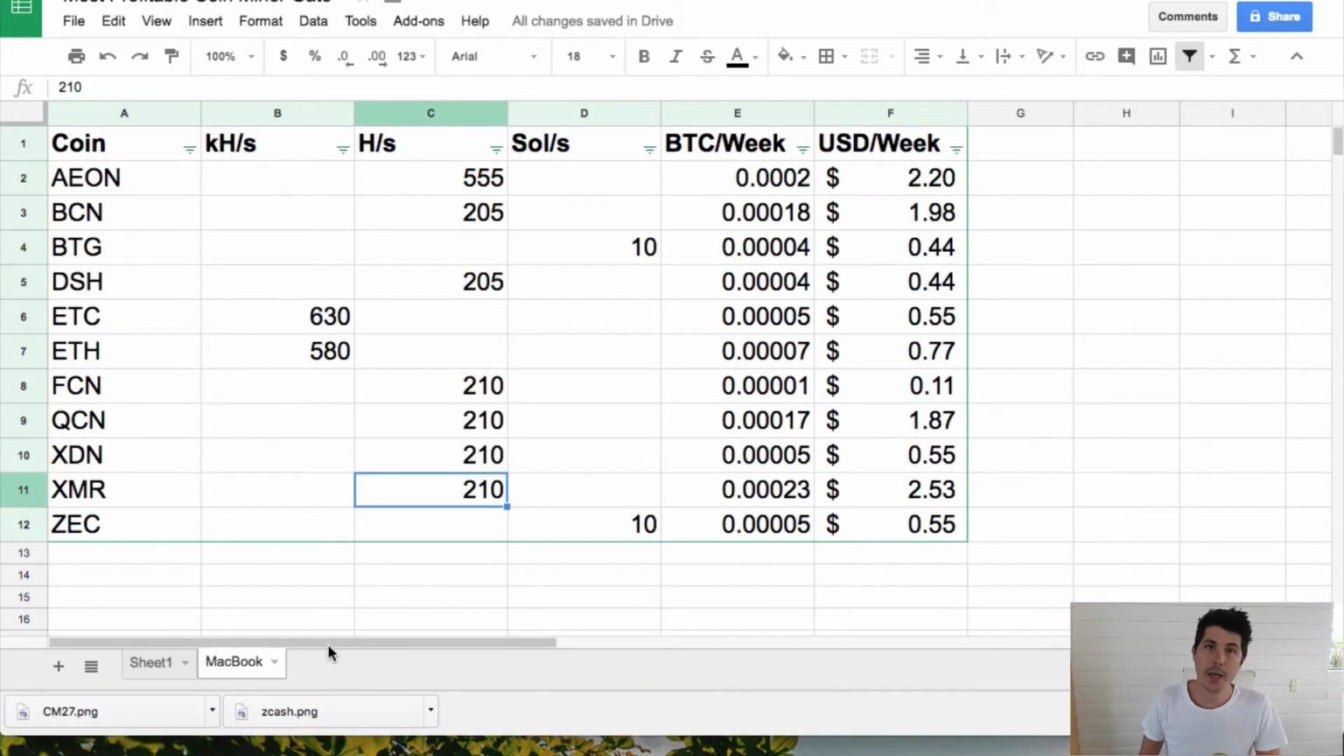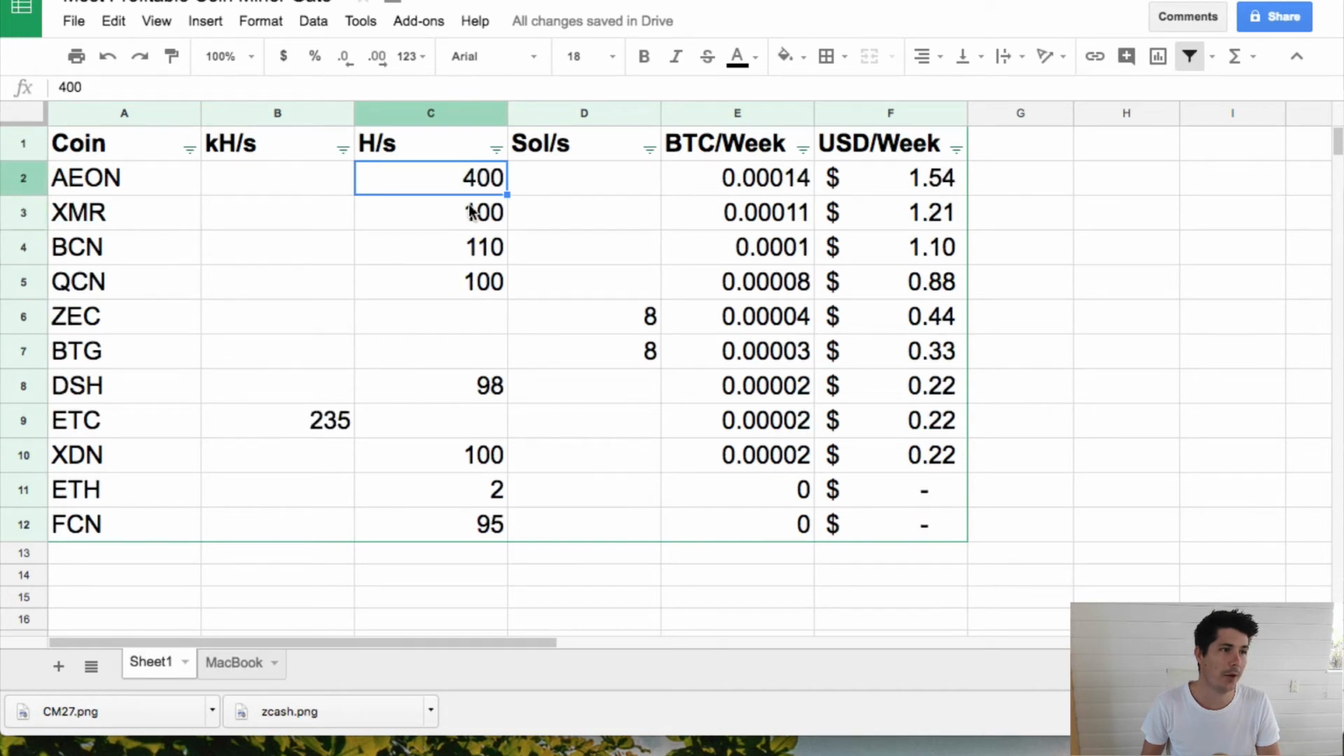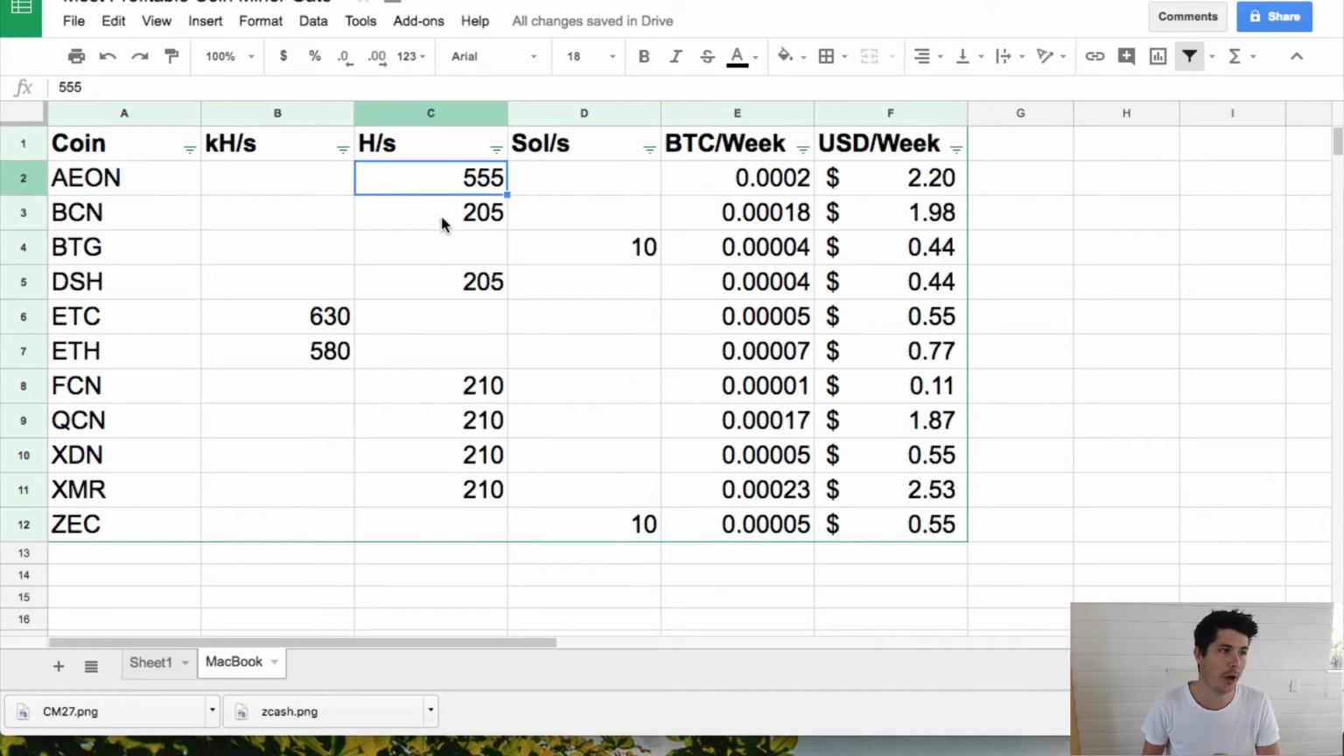So I went ahead and did the same analysis on my MacBook Pro, which is a newer and more powerful computer than my big iMac. And we can see that Aeon is up to 555 from 400. XMR was 100 on my iMac and is now 210. So this MacBook has 8 cores, so it can process and do these calculations faster than my iMac. If you have a GPU, then it's gonna step it up again, but unfortunately, neither of my computers have that. So I went ahead and analyzed that.